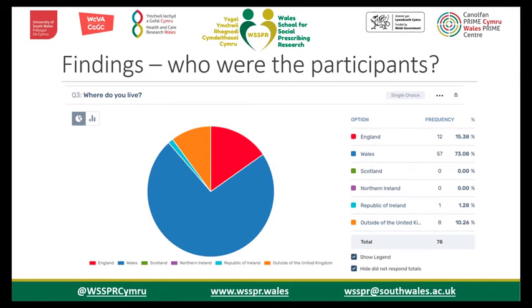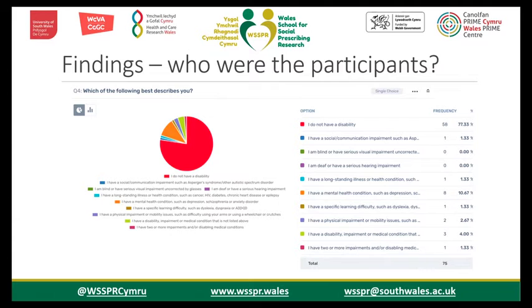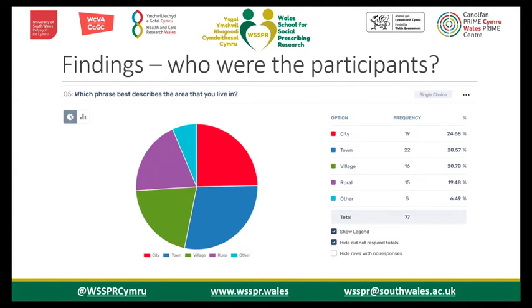77% of participants reported not having a disability, and of those with a disability, we had representation from a wide variety of conditions, particularly those with mental health conditions. There was also a good split between the types of location that participants lived in, with good representation from cities, towns, villages and rural areas.